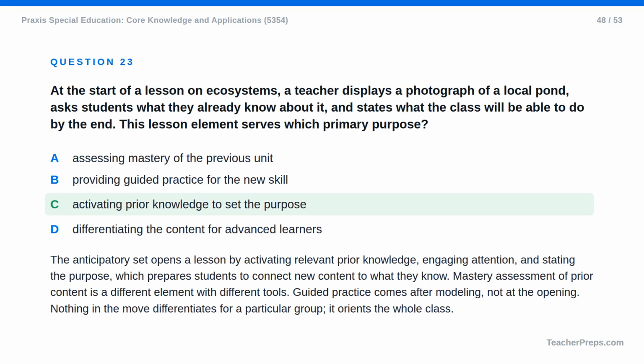The anticipatory set opens a lesson by activating relevant prior knowledge, engaging attention, and stating the purpose, which prepares students to connect new content to what they know. Mastery assessment of prior content is a different element with different tools. Guided practice comes after modeling, not at the opening. Nothing in the move differentiates for a particular group. It orients the whole class.